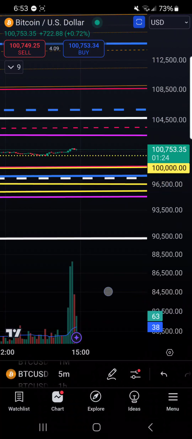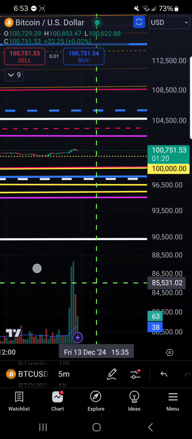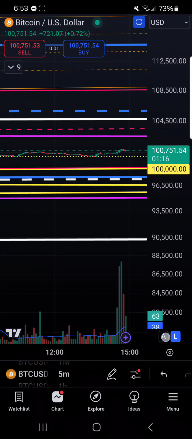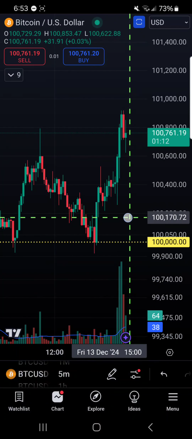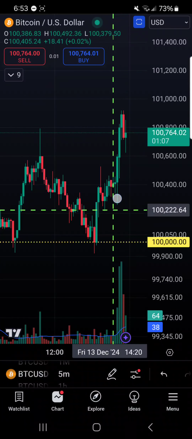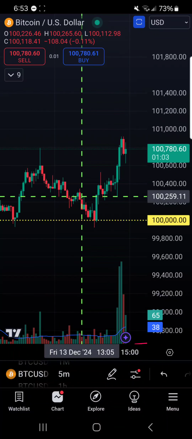Whoa, look at this. We got some big green candles, as if I were on another channel. So the market just opened right there, and we're having a nice little explosion upwards. That's nice.